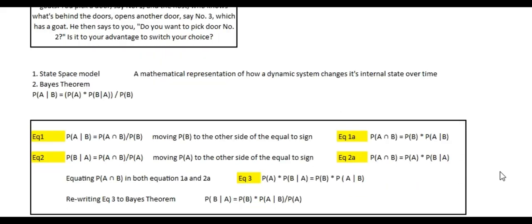The mathematical representation of Bayes theorem is given below. It starts off with 2 equations. Both are conditional probabilities, and they are expressed in the form of A given B and B given A. Once you transform these 2 equations, you get equation 3, which is essentially an explicit expression of the conditional probabilities equating the intersection of A and B, and then rewriting that equation you get Bayes theorem, which is probability of B given A is equal to probability of B multiplied with probability of A given B, and the entire numerator divided by probability of A.